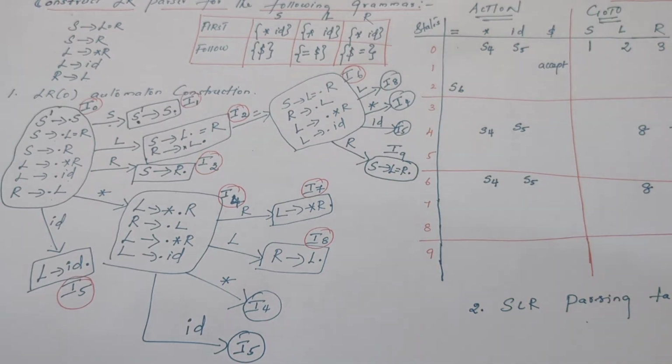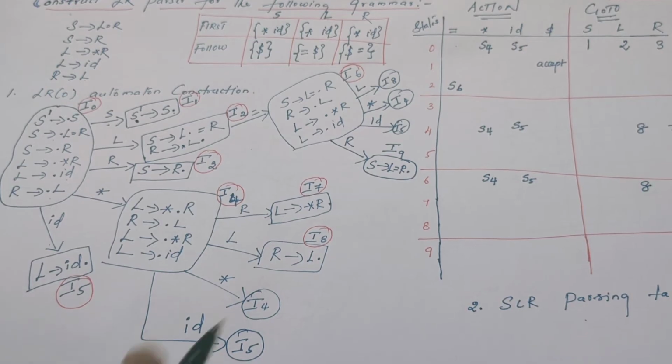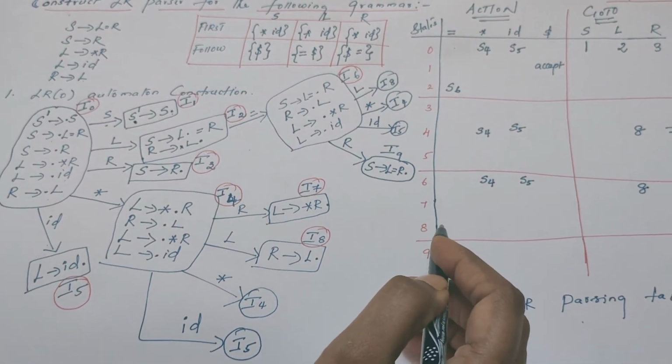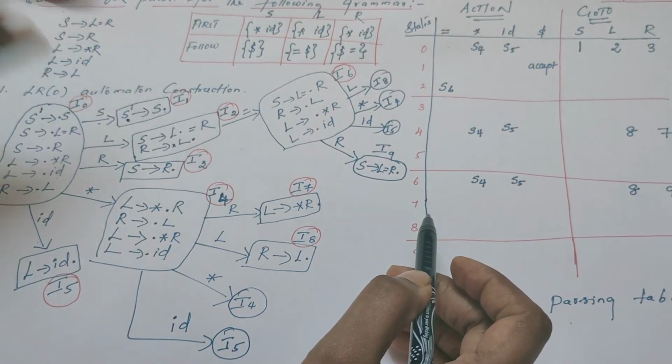Now we are supposed to enter the reduce rules into the table. So how do we do that? In order to enter the reduce rules into the table, we have to use these follow sets.